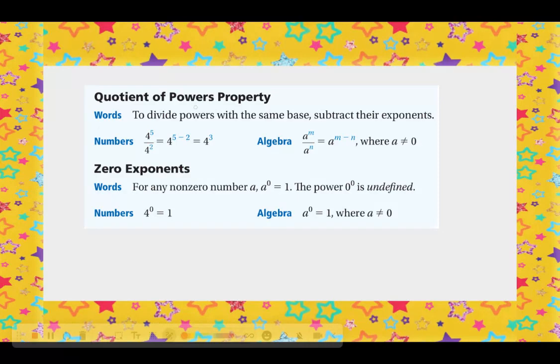Okay, quotient of powers property. So remember, I tell you to put a little subtraction sign where the division bar is. So 5 minus 2 is 4 to the third power.